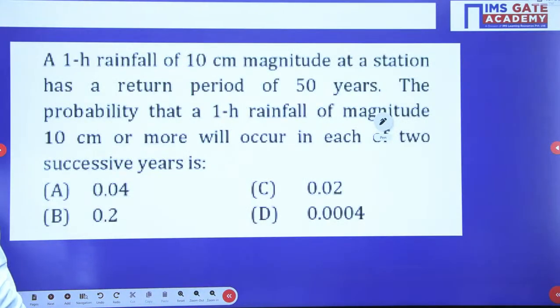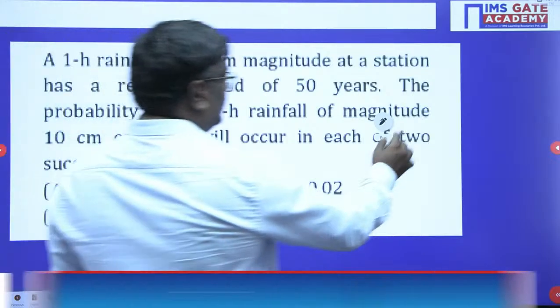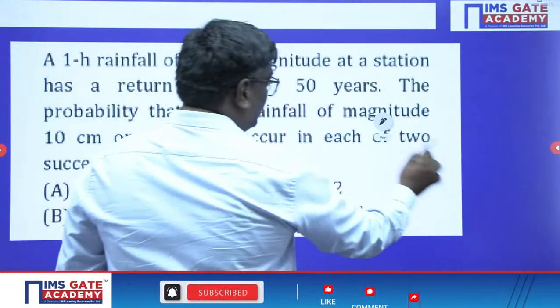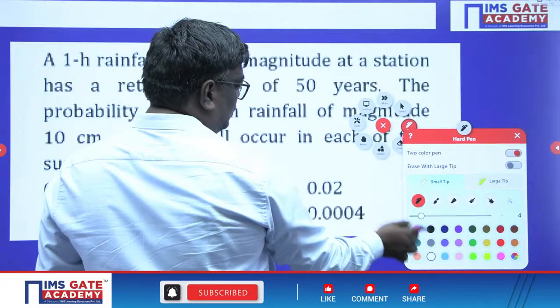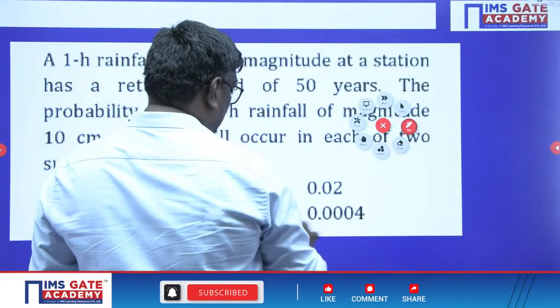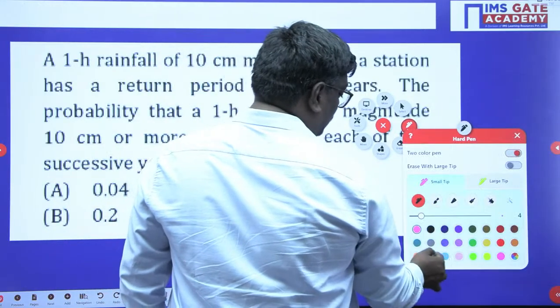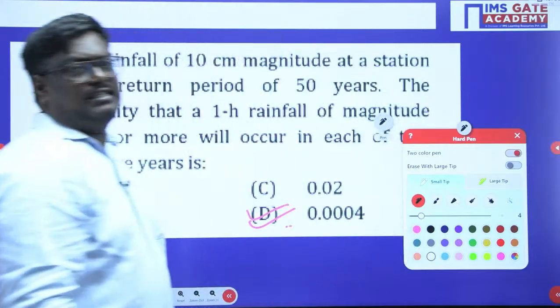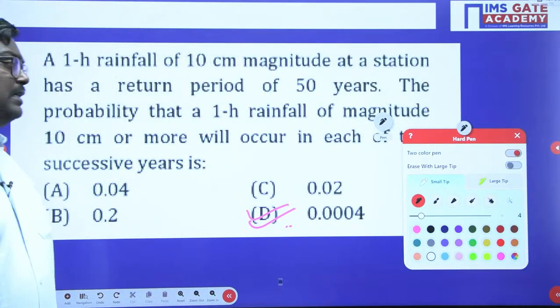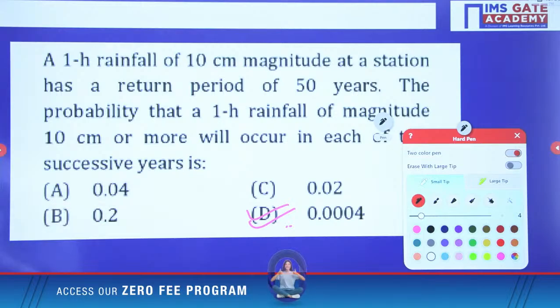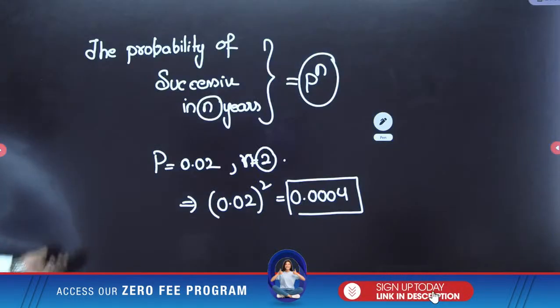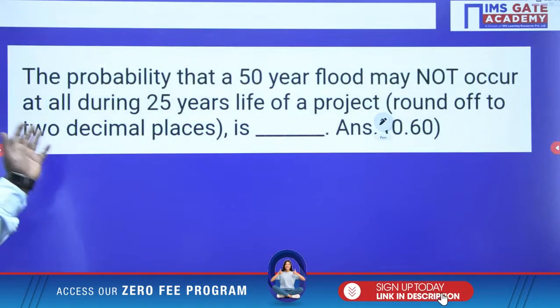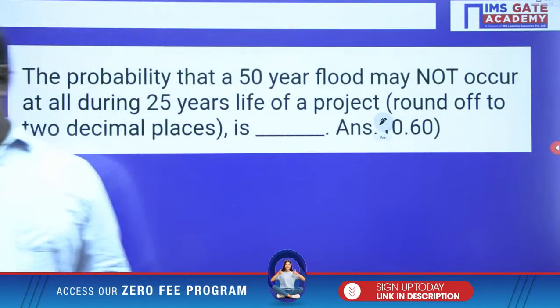Which is the option, sir? You can say option D. Option D is the right answer. See students, it's not about anything more, here we are just applying the formulas of the basics. The probability of success is nothing but p power n, and we got the value as 0.004. Similarly, solve this question, students.